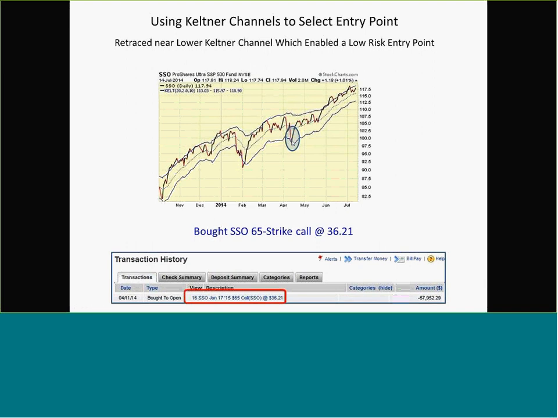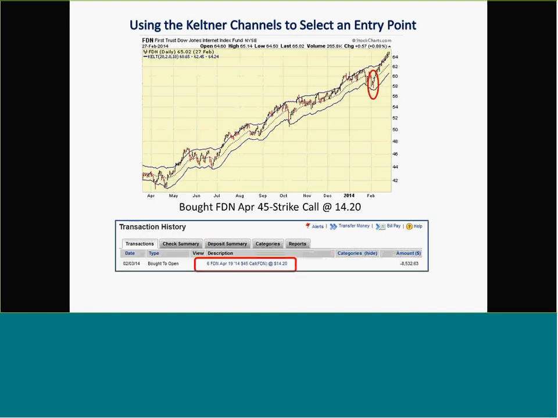So that's the whole goal of using these Keltner channels. You want to get that low risk entry, and you can see that the market did not retrace after my entry. Here's another one. This is the Dow Jones Internet Index. Again, we can see a very strong price trend, and I waited till it retraced right here, and this was February 3rd, and when it was oversold, I bought the 45 strike call. So again, that allowed a low-risk entry.